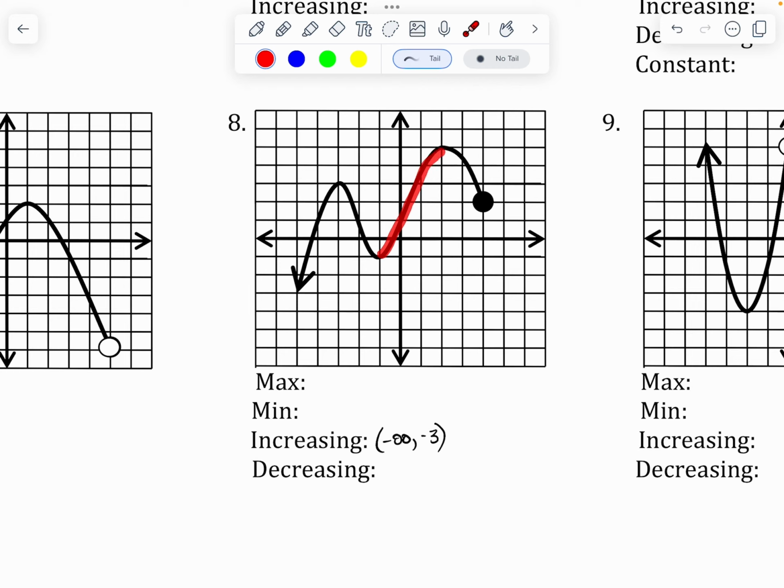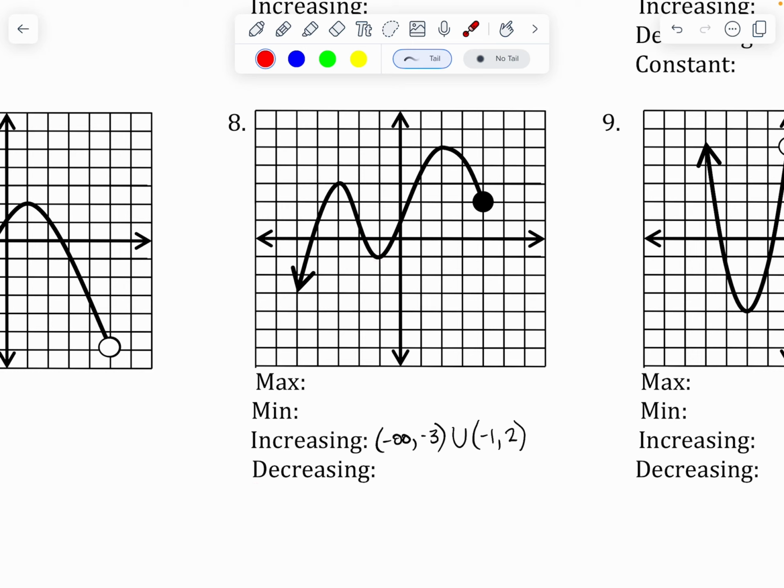Then my graph goes down, okay? And then it starts going back up again here to here. And those values are from negative 1 till positive 2. So we're going to have a union, and we go from negative 1 to positive 2 with our increasing function.